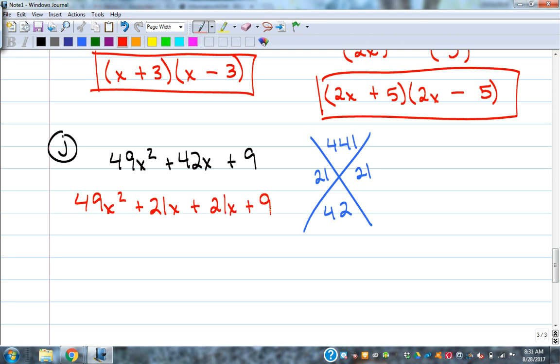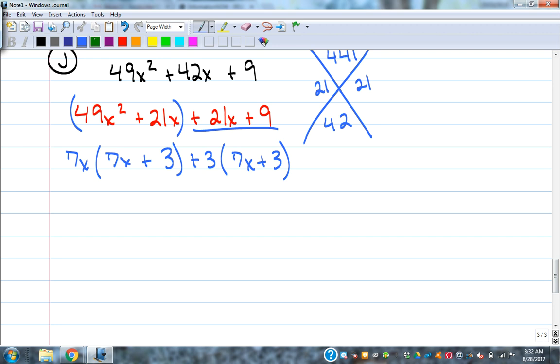Because when I group that first group together, 49 and 21 have what in common? Seven. Seven goes into 49. Seven goes into 21. They both have an x, so we pull an x out as well. So that'd be 7x plus 3. And then the second group has what in common? 3 goes into 21, 3 goes into 9, so plus 3. 7x plus 3.